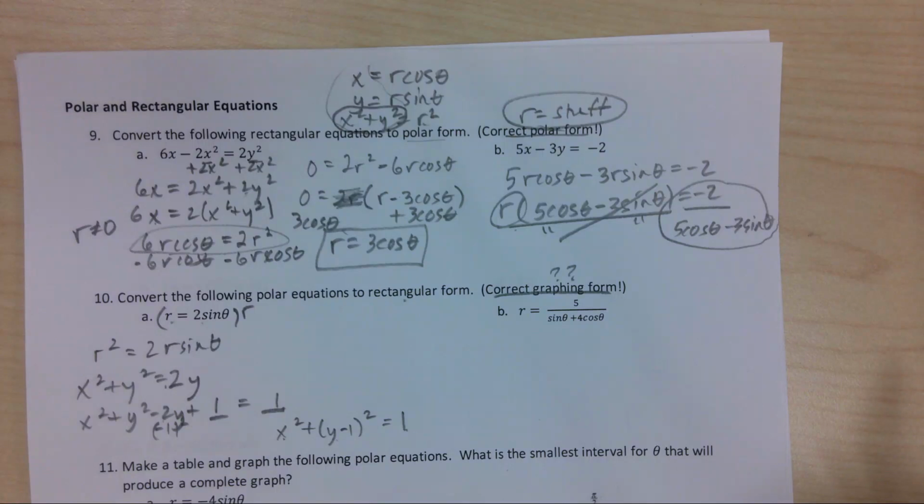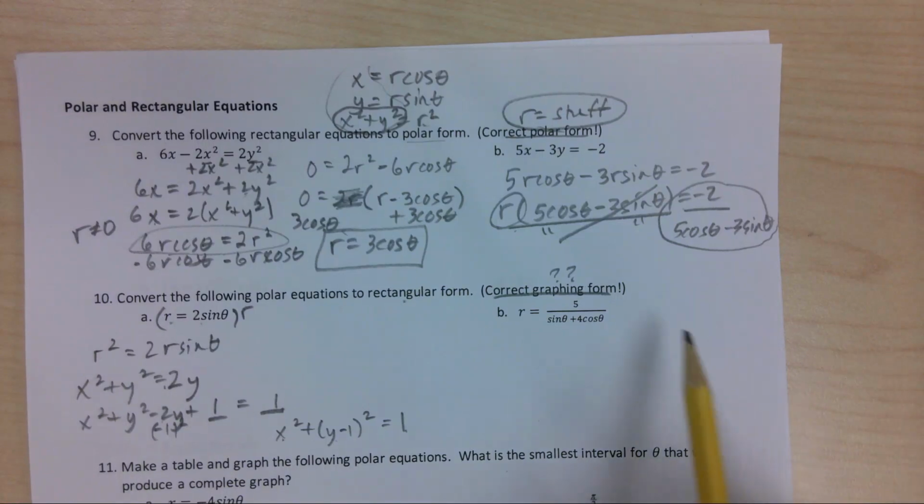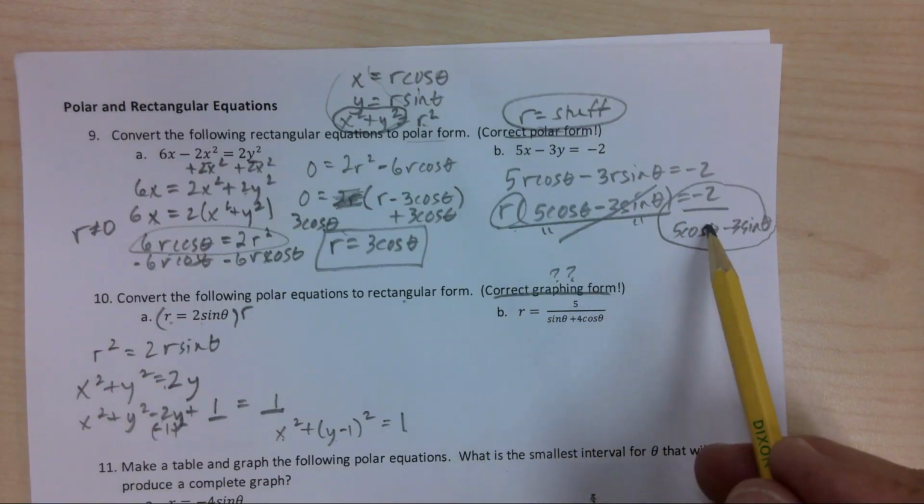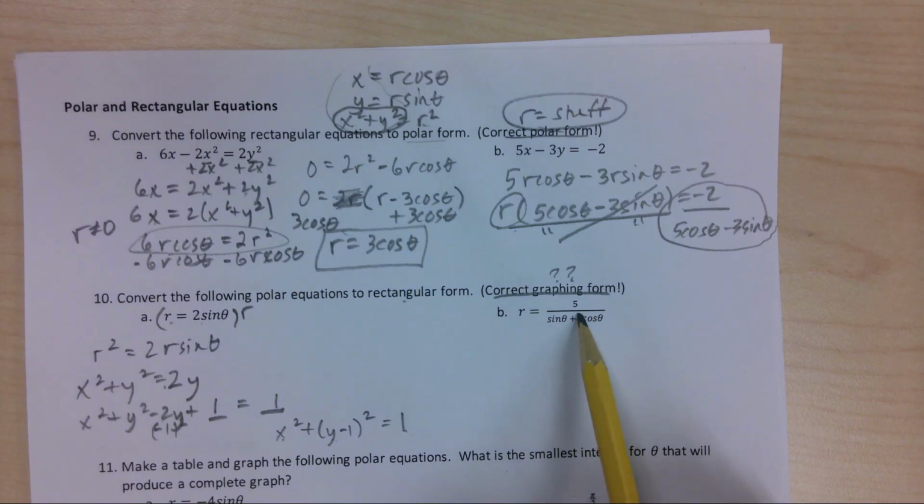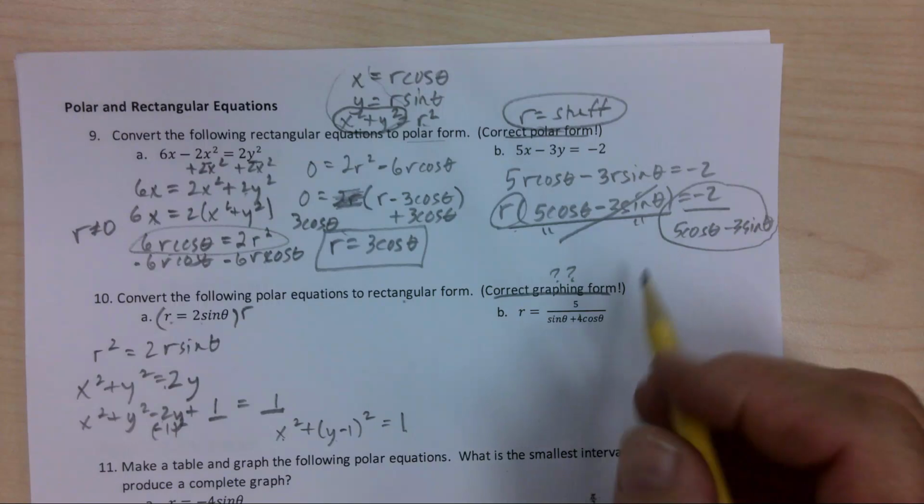Okay, so now let's go to letter B. Kind of like the last one, where we said we're done, over here we're not done. We need to somehow introduce x's and y's. We've got to get rid of this.